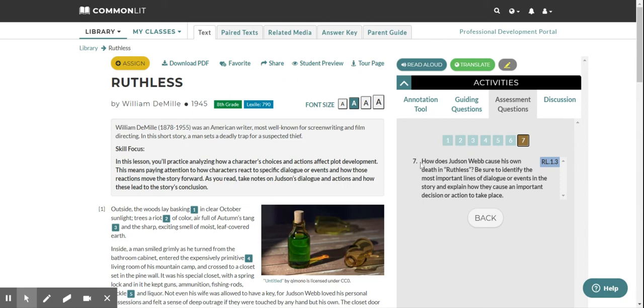So you're going to answer the question first. How does Judson Webb cause his own death? Then you're going to say what he says or does that led to him causing his own death, and then explain how each one of those, and I want you to give me 2 pieces of textual evidence in order to get your full credit for this one.